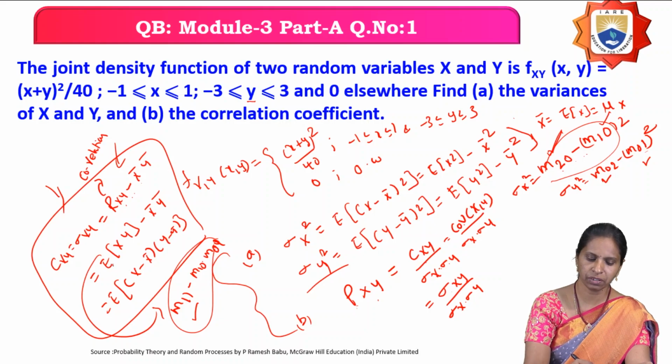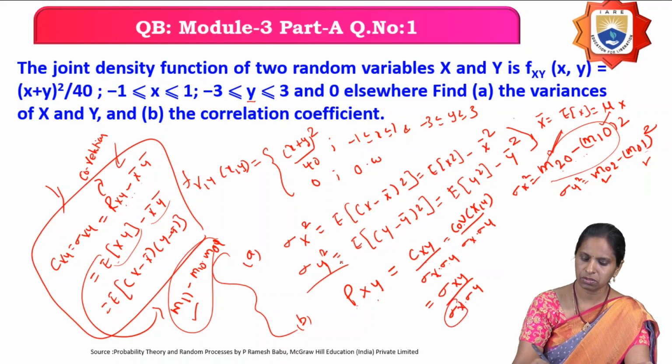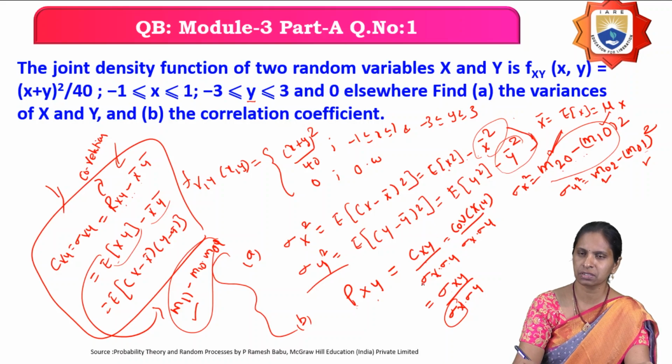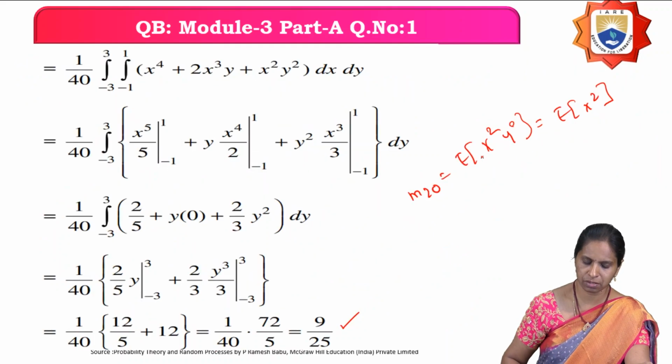If you simplify this, what can happen here? E of xy minus x bar into y bar. What is sigma x? Square root of expectation of x square minus x bar square. What is x bar? We got here 0. And here we got y bar is equal to 0. Therefore, sigma x is equal to square root of e of x square, and sigma y is square root of e of y square in this problem.